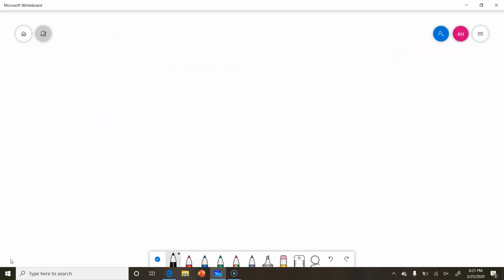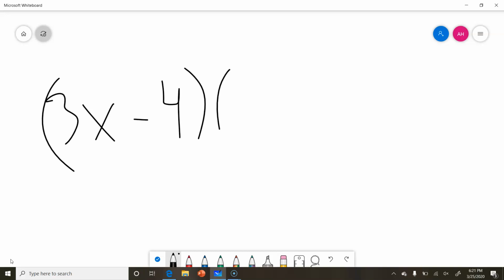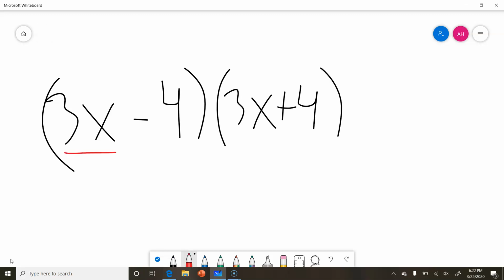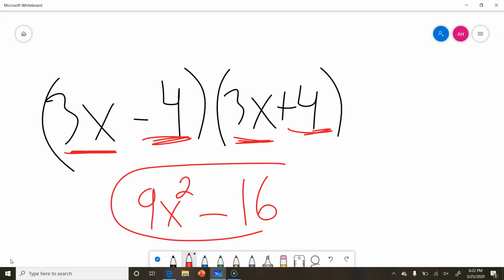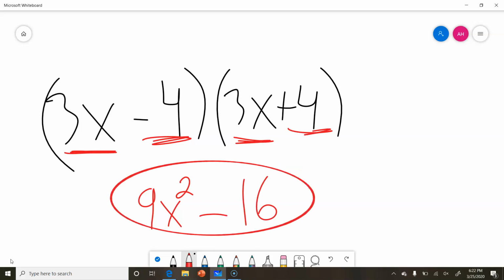So if they give us one that looks like this, 3x minus 4 times 3x plus 4, all we have to do, again, is take this one and square it. So that's 9, 3 times 3, x squared. Then we take this one times this one, which is minus 16. And there we have our answer right there: 9x squared minus 16. So that's not very hard.